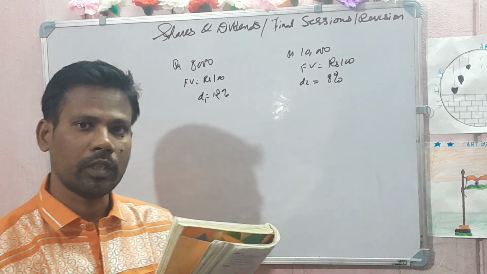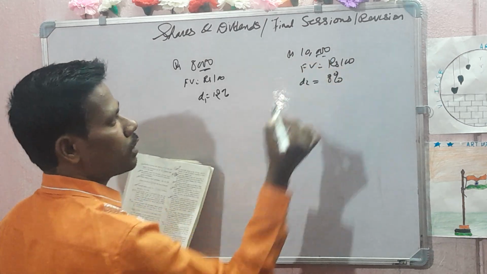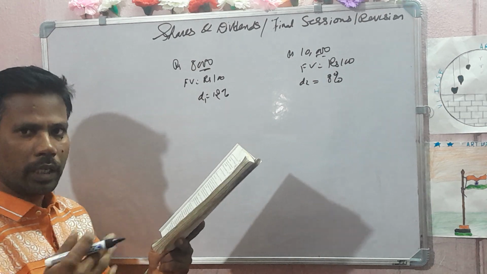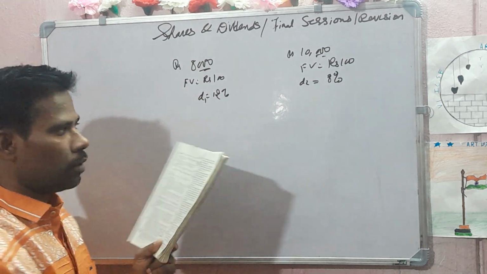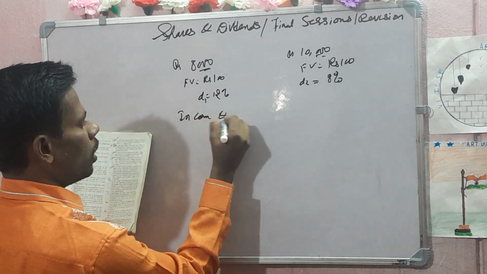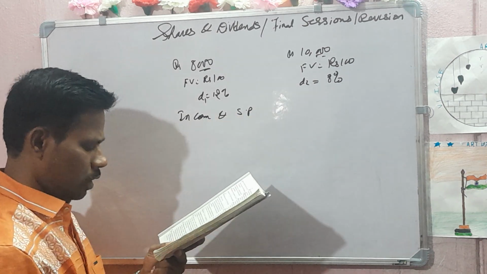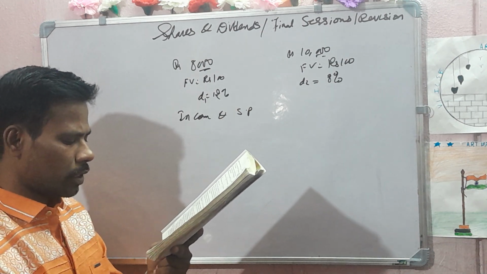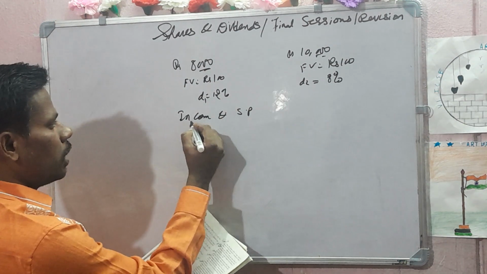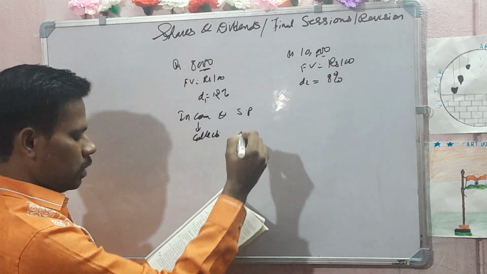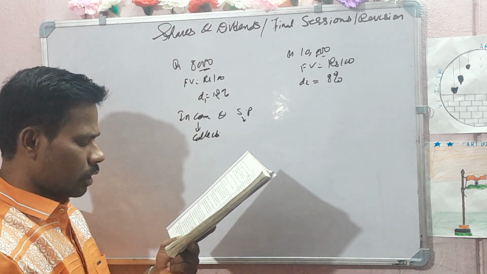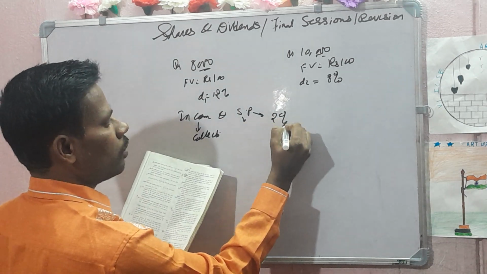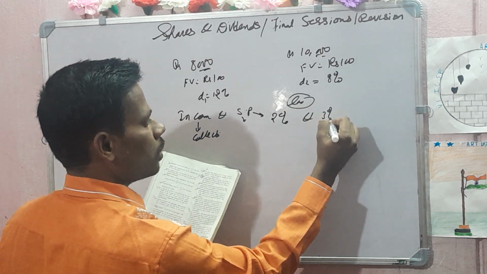Underline the words on the investment. Here what is the investment? 8,000 and 10,000. Dividends mean income, and sold means selling price. You can write income, and sold means selling price. The dividends are collected, income collected, and all the shares are sold, selling price, at a loss of 2% and 3%, right?